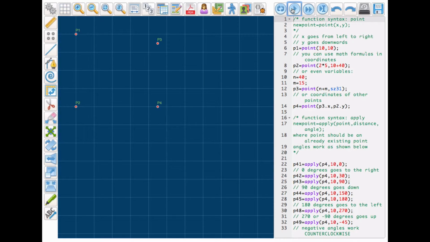The next function, apply, puts a point at the given distance from an existing point, in the mentioned direction. Angles work clockwise. 0 degrees is to the right, 90 degrees is down, 180 degrees is to the left, and 270 degrees is upwards. Negative angles work counterclockwise. For example, 270 and minus 90 are the same.